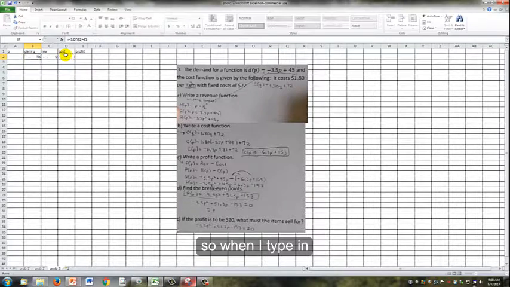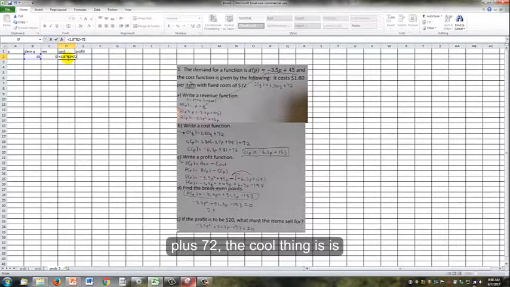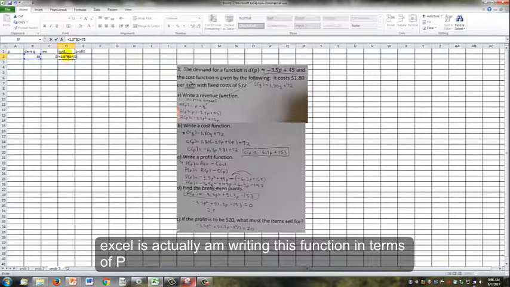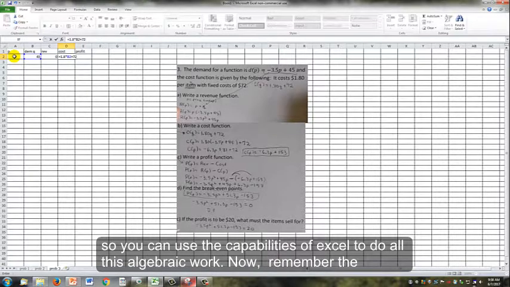So when I type in 1.8 times, let's see if I can do better. Click on this cost. If I type in 1.8 times this Q plus 72, the cool thing is Excel is actually writing this function in terms of P, because B2 is right here, and this B2 refers to A2 as the independent variable. So you can use the capabilities of Excel to do all this algebraic work.